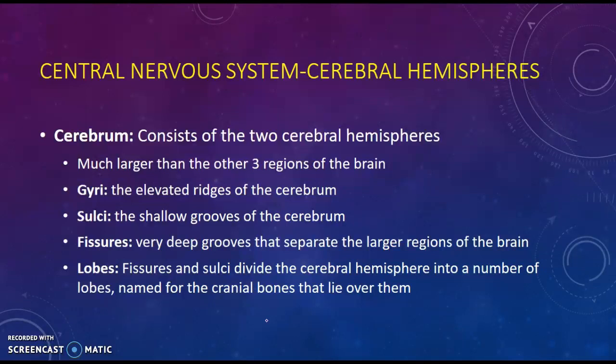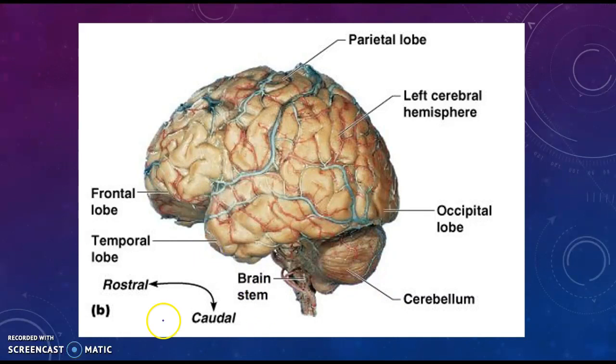The brain is divided into lobes. Each lobe of the brain, and this is the really nice part, is named for the cranial bone that lies over it. So if you remember your cranial bones from the skeletal system, this is going to be super easy for you to remember. These are the different lobes that we're going to be talking about: the parietal lobe, the frontal lobe, the temporal lobe, and the occipital lobe.